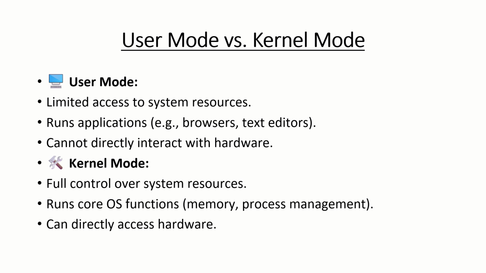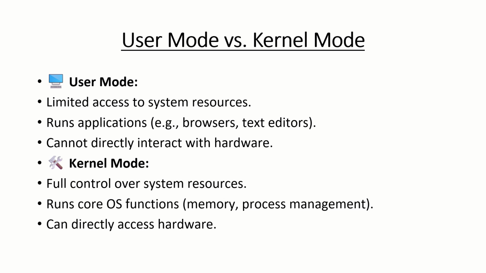When a program runs on a computer, it operates in one of two modes. Those are user mode or kernel mode. User mode is where applications like web browsers, text editors, and games run. Programs in this mode have limited access to system resources to ensure security and stability. These cannot directly access hardware like memory or the CPU. Kernel mode, on the other hand, is where the operating system's core components run. This mode has complete access to system resources, allowing it to manage memory, processes, and hardware.